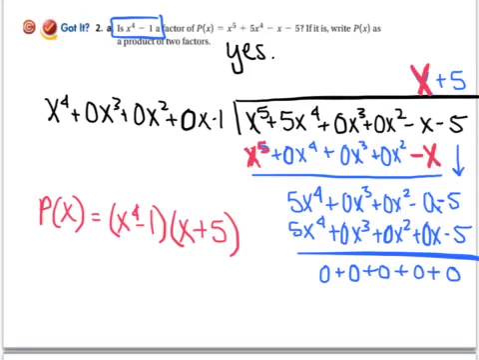And now we're going to do something called synthetic division. You guys said you've never done this before? No? Never? It's not really hard, it's just kind of different.